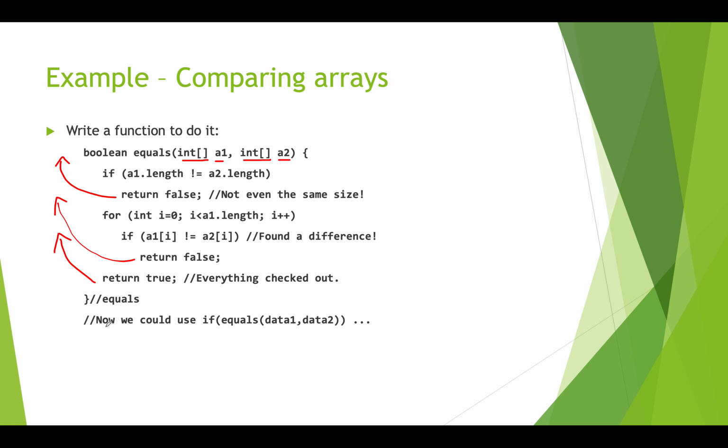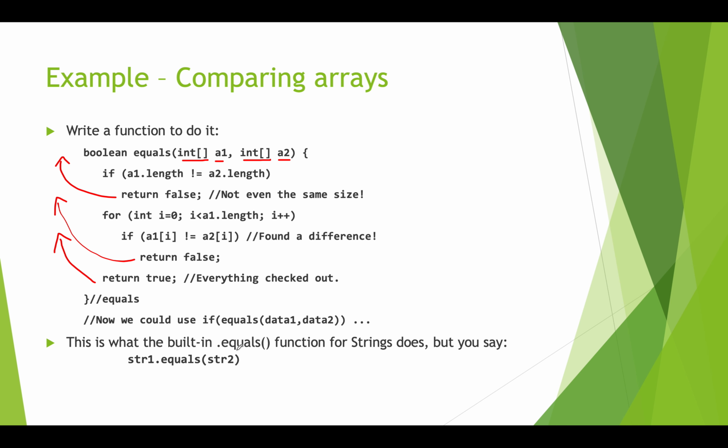And just to clarify, we could now use this function and call it by saying something like if equals, and we could pass in 2 int arrays. And this would do that comparison. If it was true, then we do something, and if it was false, we do the else part of this if. This is very similar to what we do with strings, but with strings, we do string1.equals(string2). So it's a different syntax on strings.